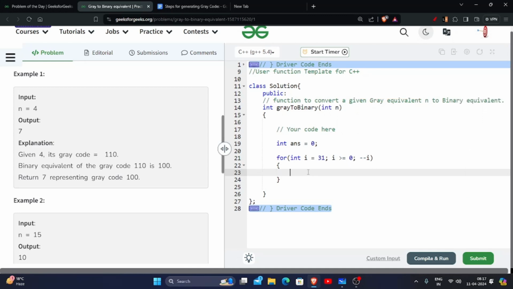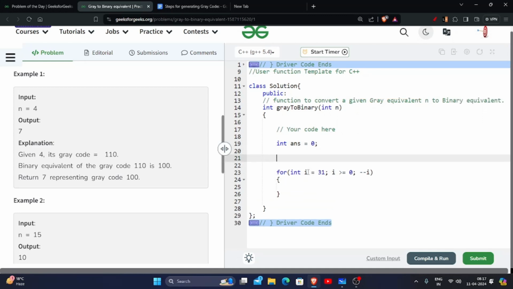So for this, I'm having a bool variable, let's say firstSet, and it is 0. And after that, I also have a previous, let's say it also is 0. Now I will check whether this bit is set. So the same logic: if n and 1 shifted by i is not equal to 0, that means it is not 0.